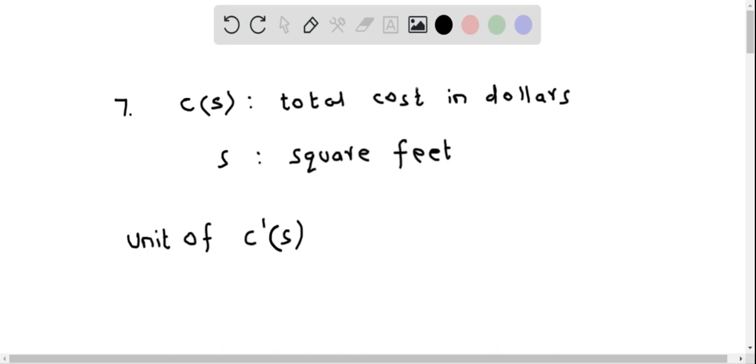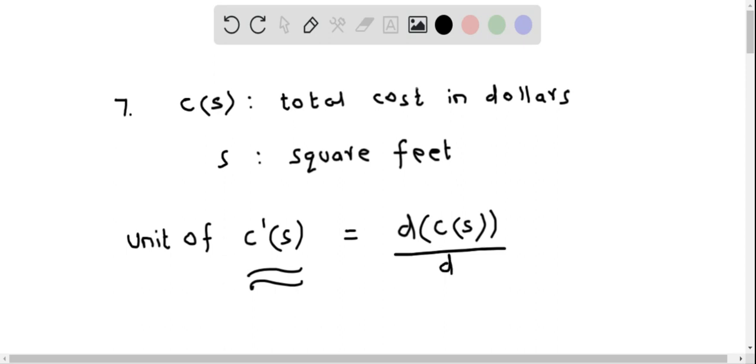Let's answer question 7. So here we are given the cost in terms of dollars. That is, the unit of cost is dollars, and the S represents the square feet. The unit of S is square feet, and we have to determine the unit of C prime of S. So this is basically the derivative of the cost function, that is d of C of S with respect to S.